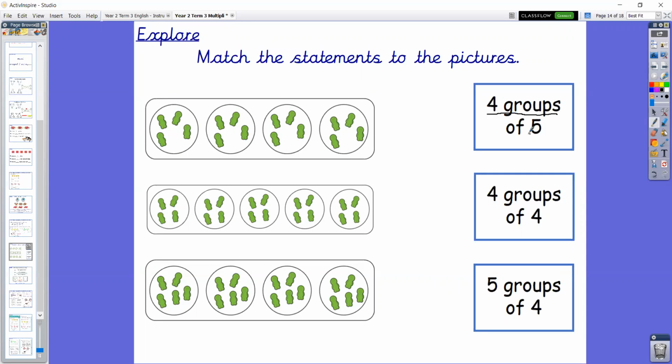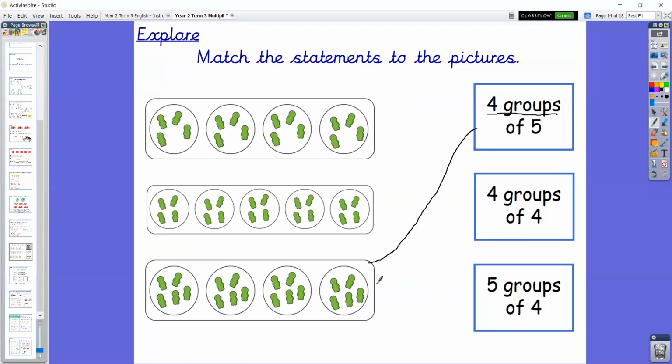Well done. The digit 5 represents the amount inside each group. So if there are 4 groups of 5, I know that there needs to be 5 green gummy bears inside the group. Which one is it? I need to check the amount. So 1, 2, 3, 4. Oh, there's only 4 inside each group in the first picture. So it must be this last one here because there are 1, 2, 3, 4, 5 gummy bears in each group. So I'm going to draw a line to match the statement to the correct group.